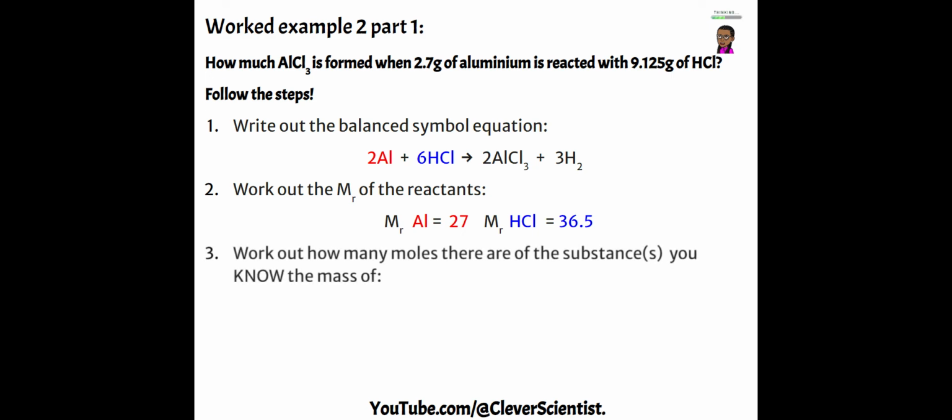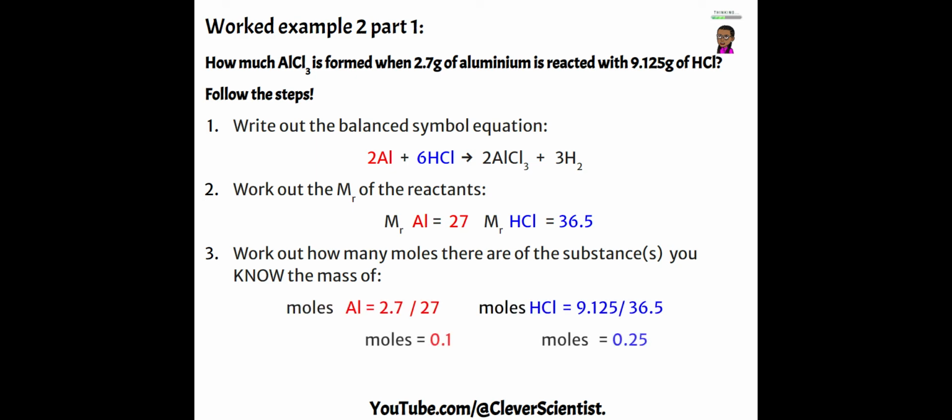And now we're going to work out the number of moles there are of each of the substances that we know the mass of. So we can work out the number of moles of aluminium and we can work out the number of moles of hydrochloric acid. So you can see that we've got 0.1 moles of aluminium and 0.25 moles of the hydrochloric acid.